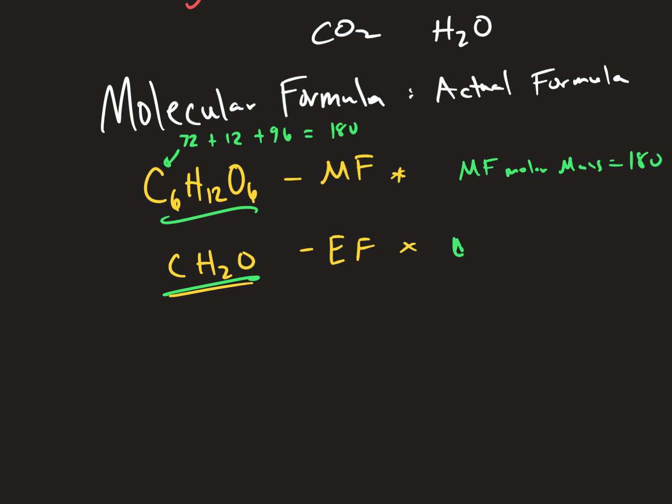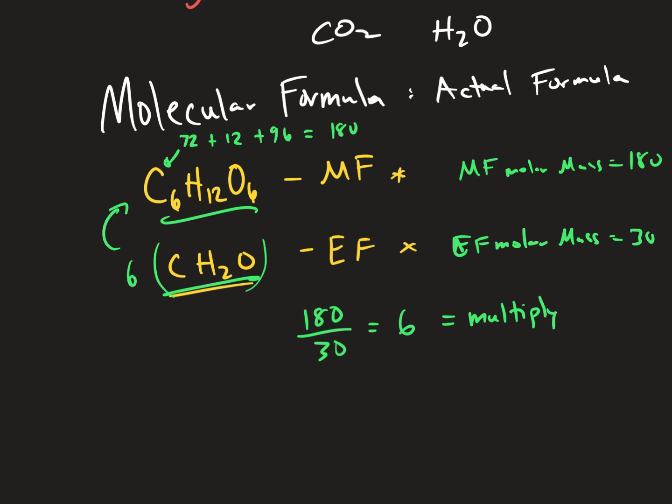What's the empirical formula molar mass? 30 grams per mole. Can we figure out the ratio, or the multiplier, I should say, from that? 180 divided by 30. That's 6. This is the multiplier. So we take this and we multiply by 6 and we will get that.